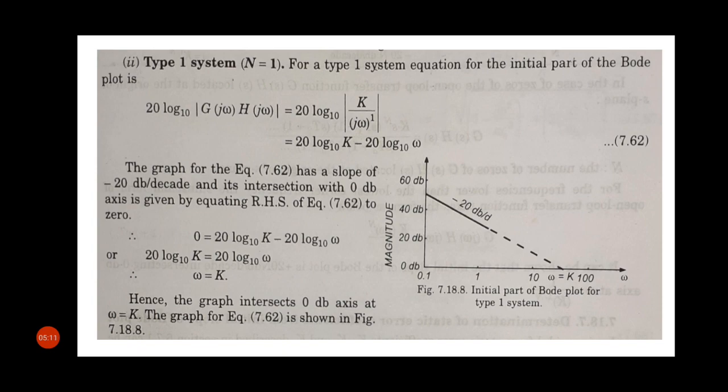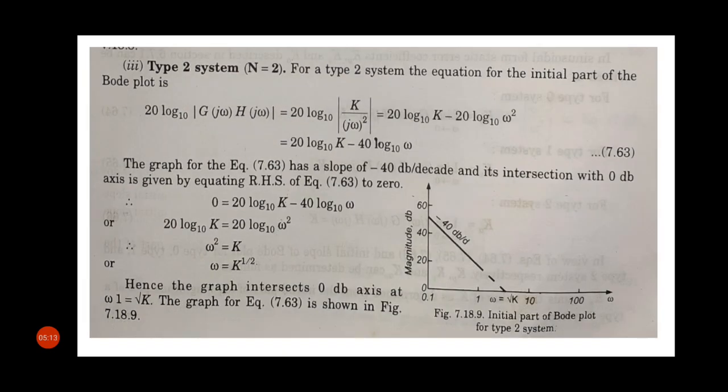Okay, now come to type 2 system where n equal to 2. So for a type 2 system, the equation for the initial part of the Bode plot is 20 log 10 mod of g(j omega) h(j omega), and this is equal to 20 log 10 mod of k divided by (j omega) whole square, and this is equal to 20 log 10 k minus 20 log 10 omega square, and this is equivalent to 20 log 10 k minus 40 log 10 omega.